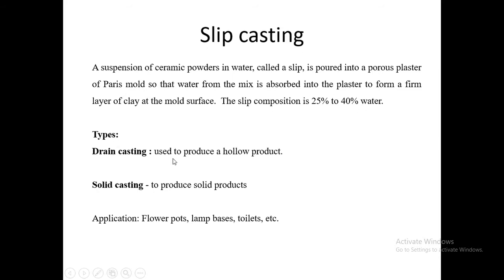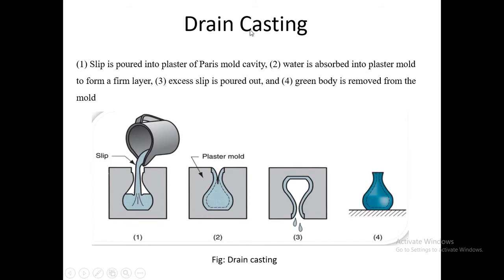One is drain casting and the other is solid casting. Drain casting is used to produce a hollow product. Solid casting is used to produce solid products. And the slip casting is used to prepare flower pots, lamp bases, toilets, etc. The first thing I am going to explain is drain casting.